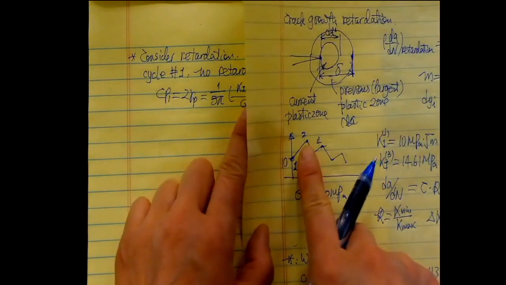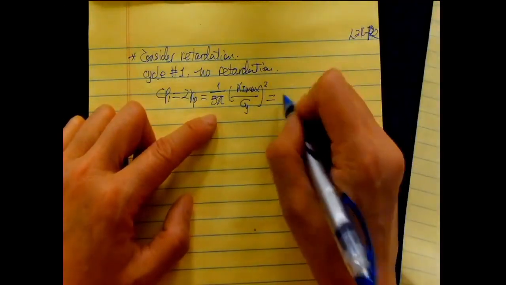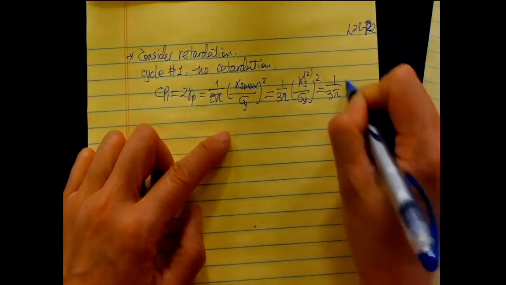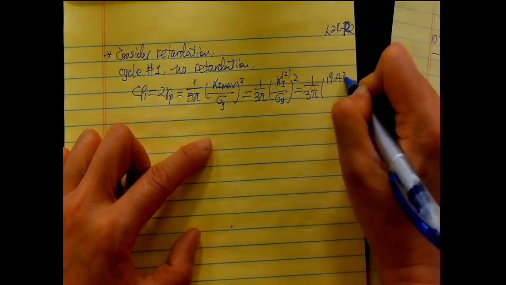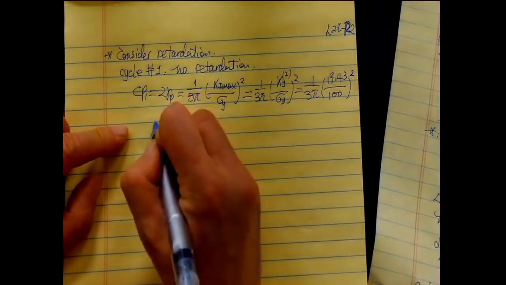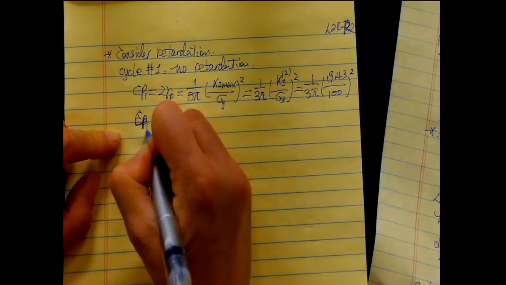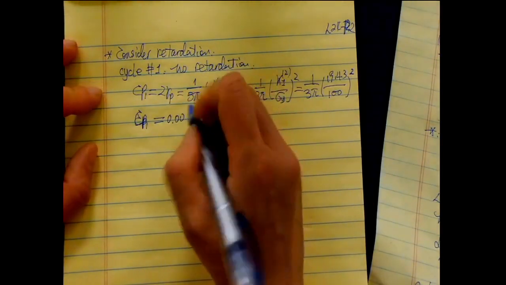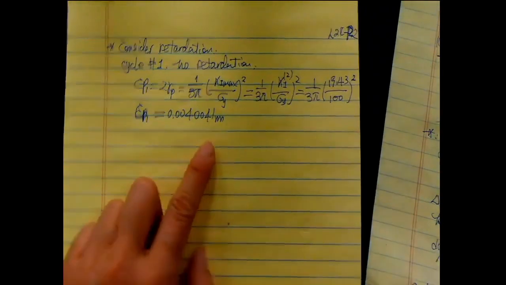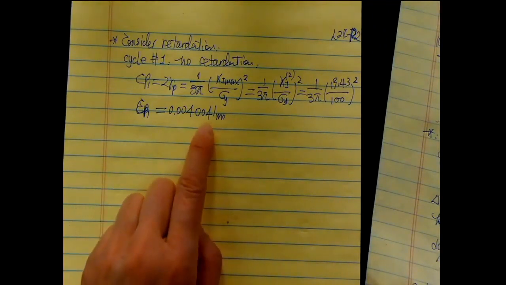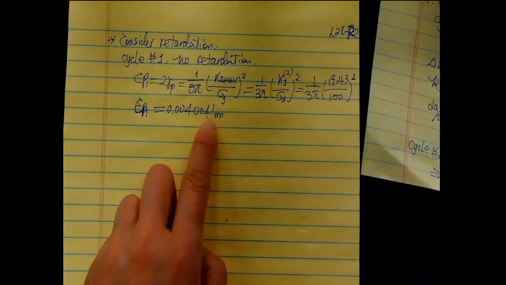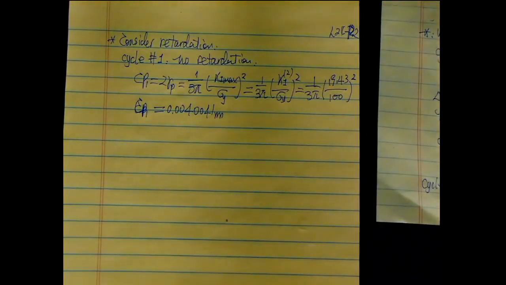Okay, so you plug in the numbers. K1 max in this case is K1 true. So you get 1 over 3 pi times K1 true, where K1 true is 19.43. That gives you 0.004041 meters. Make sure you don't round up, and that you carry enough digits, because your crack growth rate is only around 10 to the -7, -8. So make sure you carry that number, because otherwise you will cause large round-off errors.